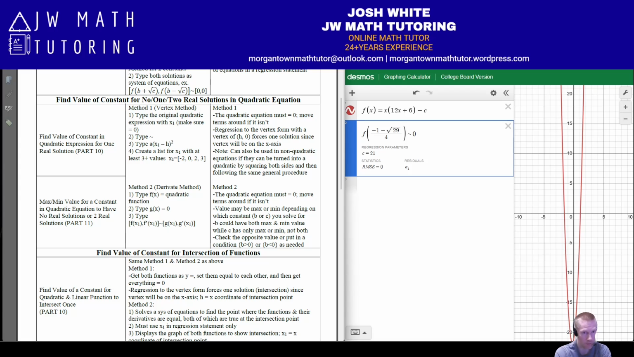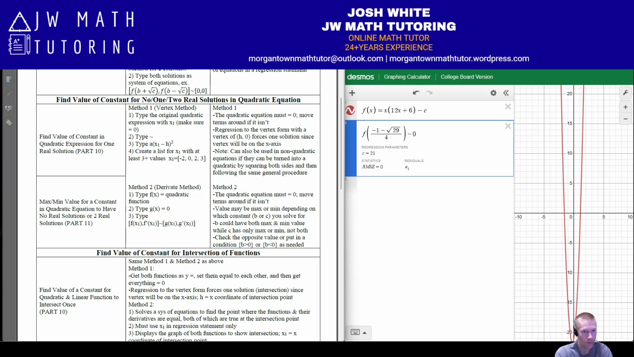Both methods apply regardless of what problem type it is. The first method is what I call the vertex method. You're going to type the original quadratic expression and do regression. You're going to regress it to its vertex form, except the k value, the y-coordinate of the vertex, is going to be 0. And then when you do that, it will return the value of the constant. Of course, you have to add a list in order to make this work. For x1, it'll return the value of the constant that you're looking for.